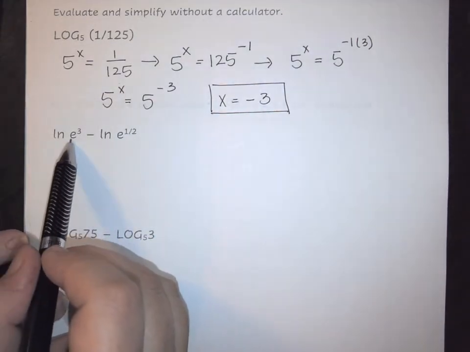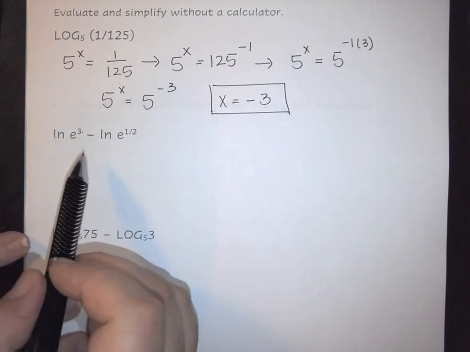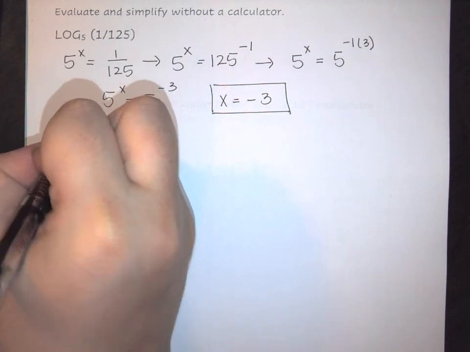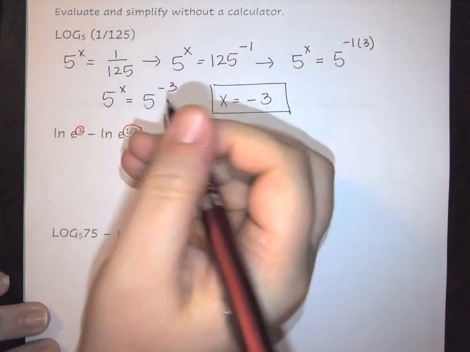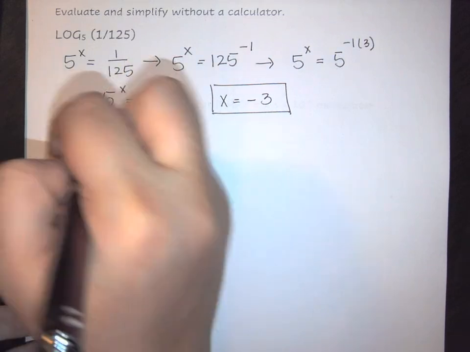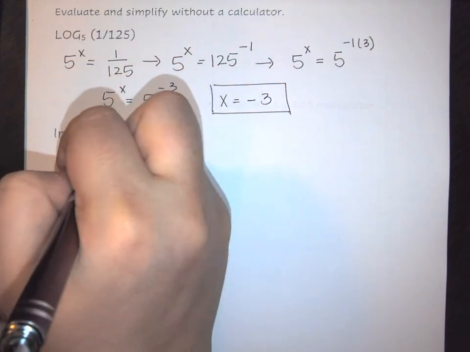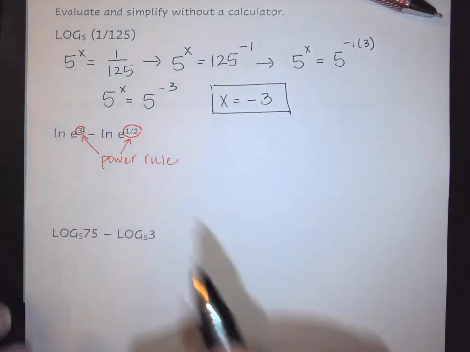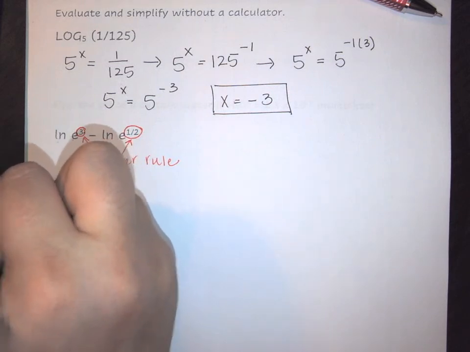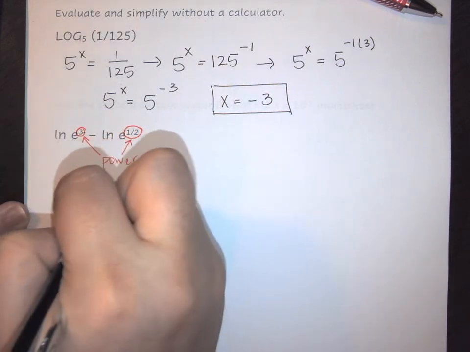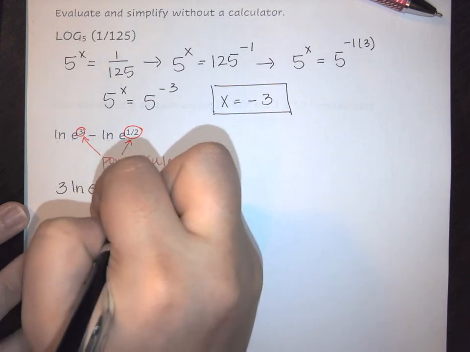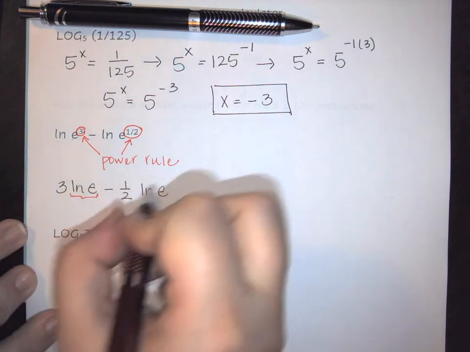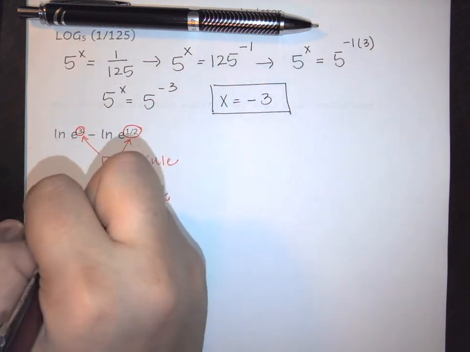Here I have the natural log of e to the third. So the first thing that I would do is use my power rule. If you look on both of these, notice I have this third power and this half power. Both of these are going to use your power rule. So let's go ahead and apply that. They come down in front, so this ends up being 3 natural log of e minus 1/2 natural log of e. With both of these natural log of e's, here what we have to do is evaluate.